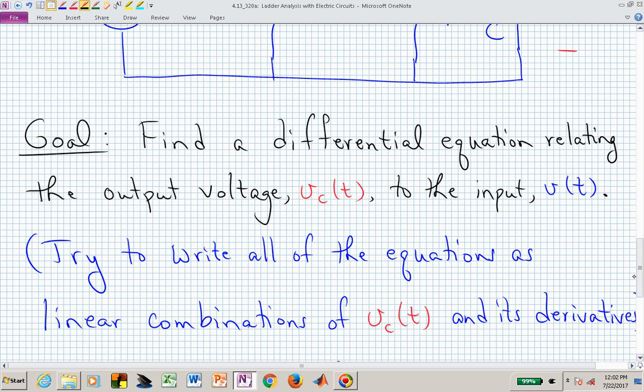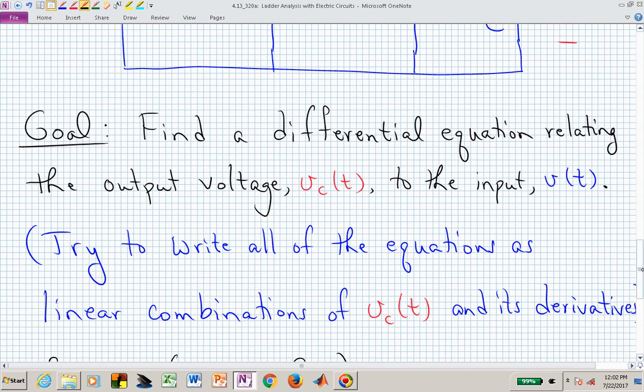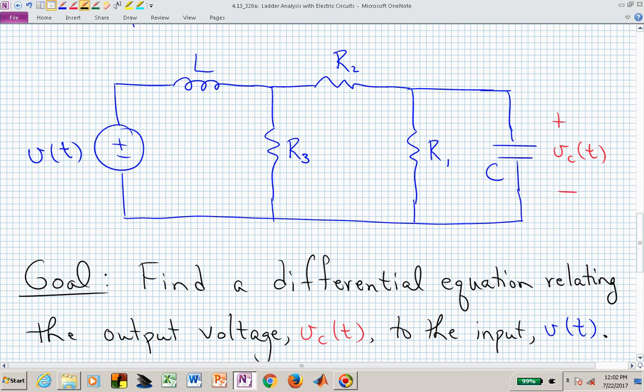That's what we want to have happen. And we will do that by trying to write all of the equations as we move up the ladder from right to left as linear combinations of the output voltage V sub C of t and its derivatives. That's the idea, that we want to now start writing these equations. For example, we could also identify an I sub C of t, and we know what that is in terms of the output voltage. Our next step might be to identify this current, which we might call I sub R sub 1 of t.